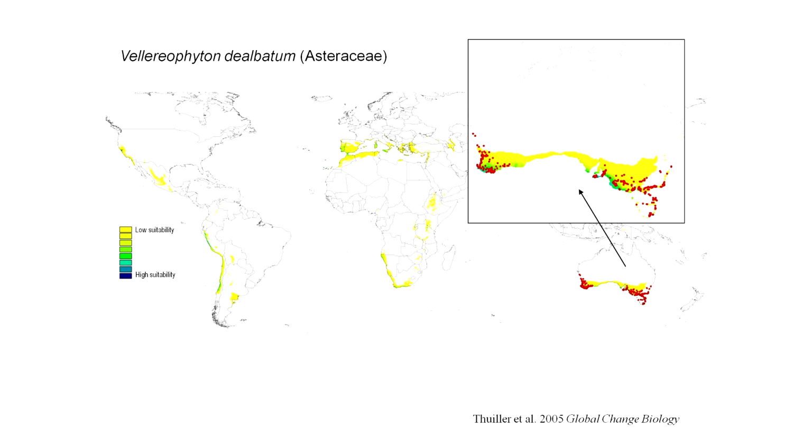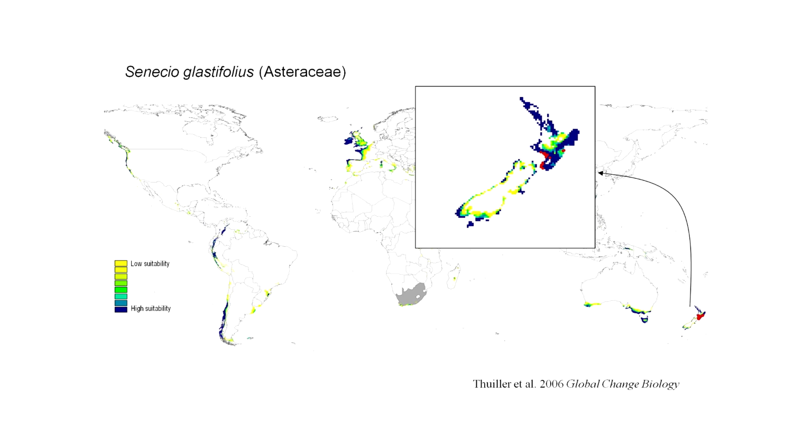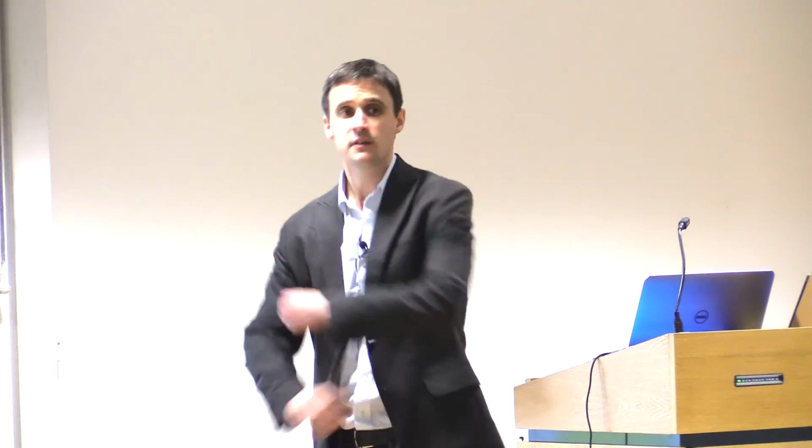Another example, an Asteraceae, again calibrated for South Africa, predicted elsewhere in the world, and finding that the species is present in those areas where the niche is similar to that in the native range. One more example, Asteraceae in New Zealand, again, same kind of story. So the models seem to be kind of pretty cool. They were predicting where the invasions might be more likely to occur, right?